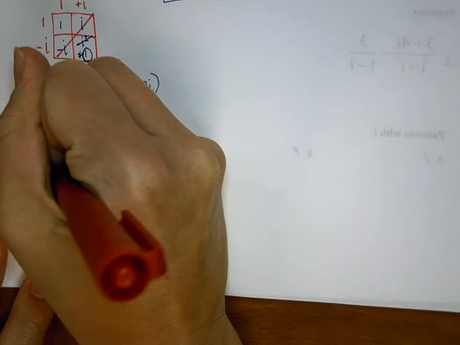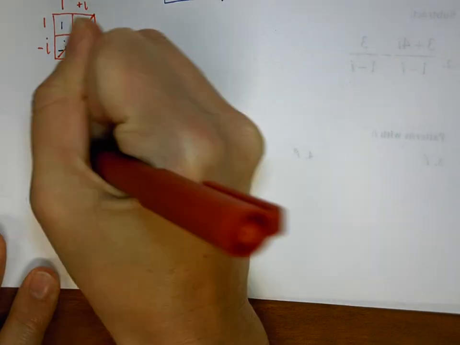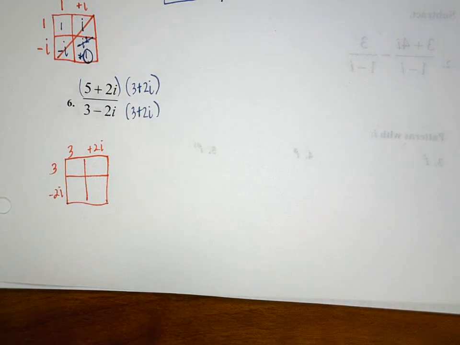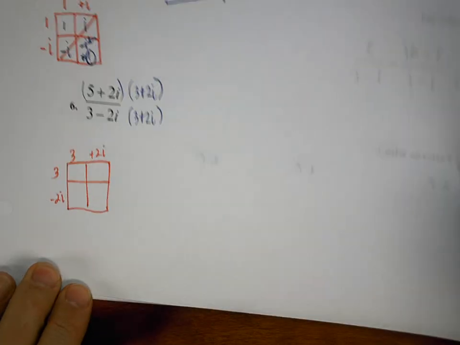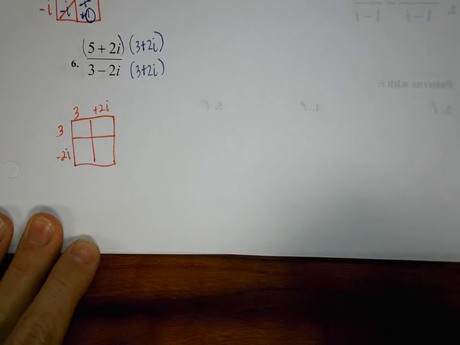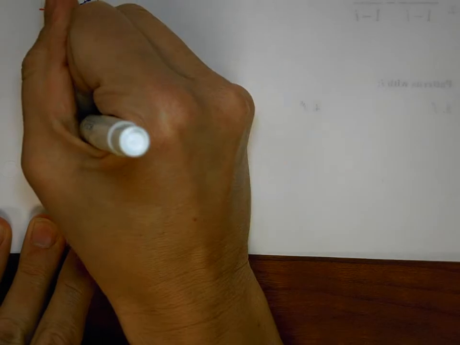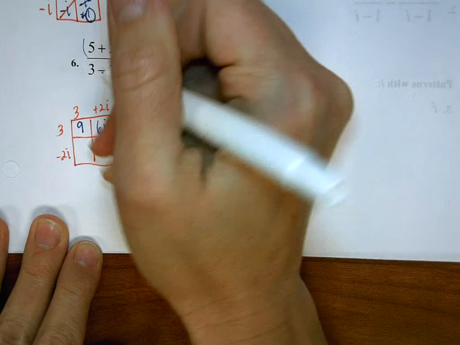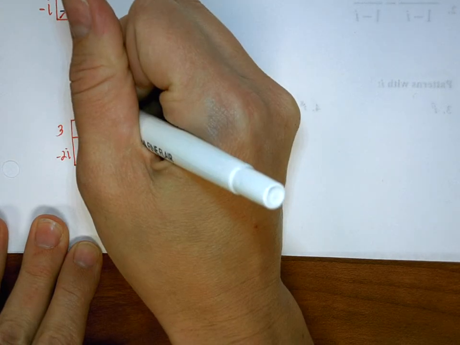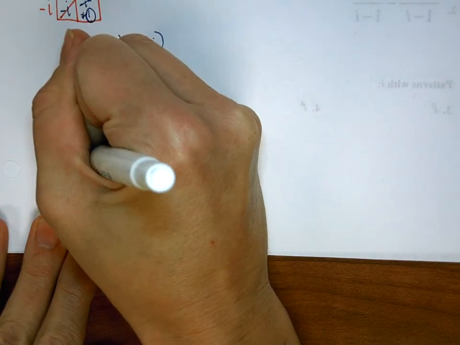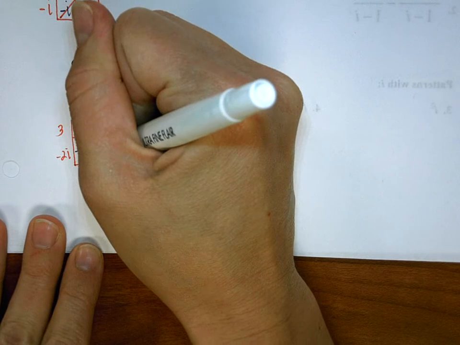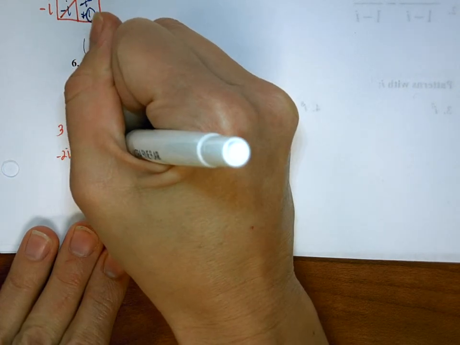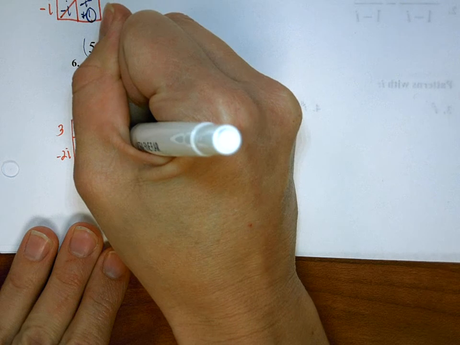So I have a 3 and a negative 2i, and 3 and a positive 2i. When I multiply there, 3 times 3 makes 9. 3 times 2i is 6i. Negative 2i times 3 is negative 6i. And then a negative 2 times a positive 2 is a negative 4, and then I have i squared.